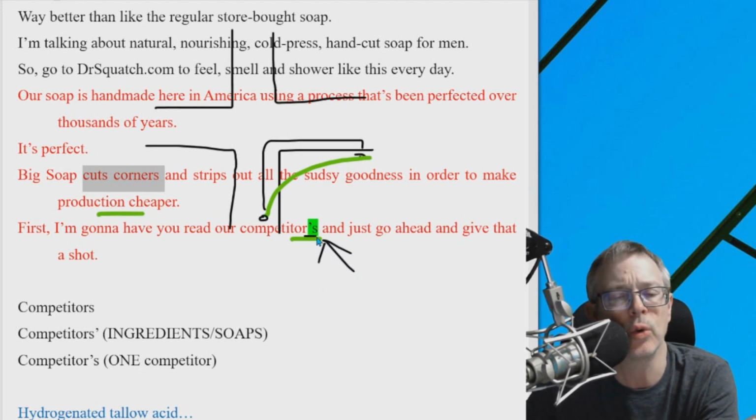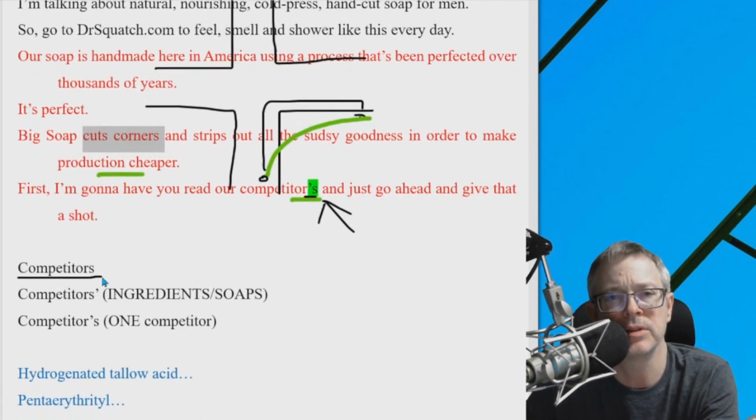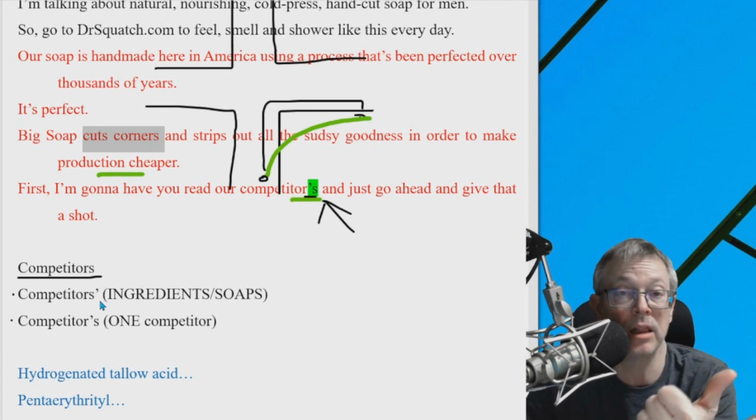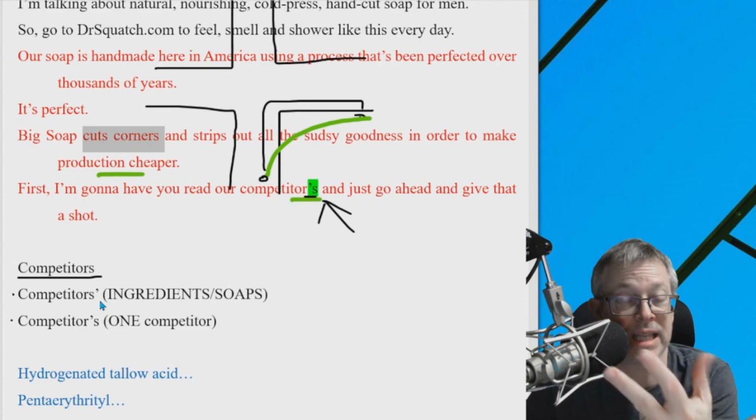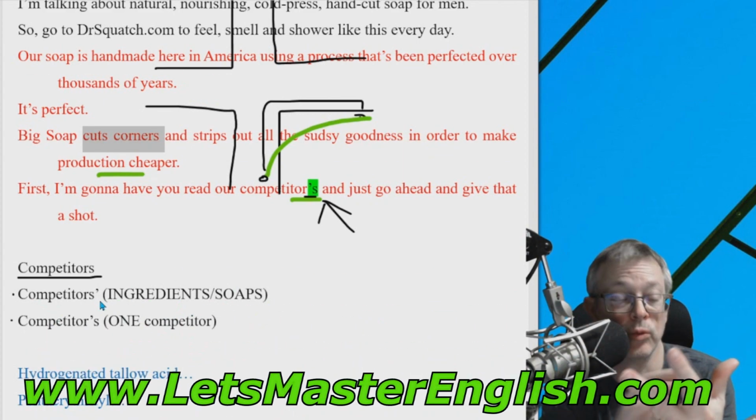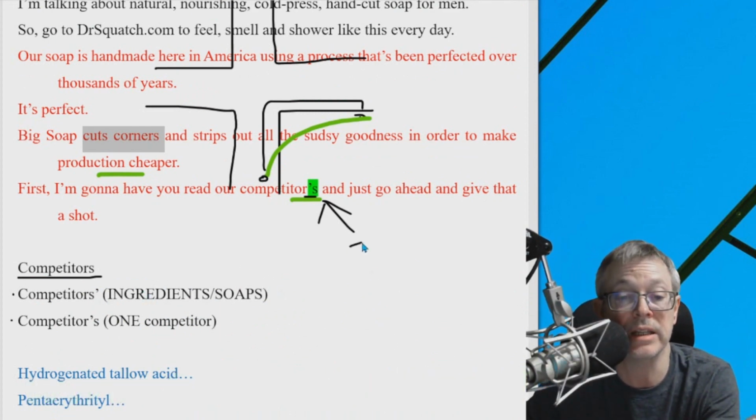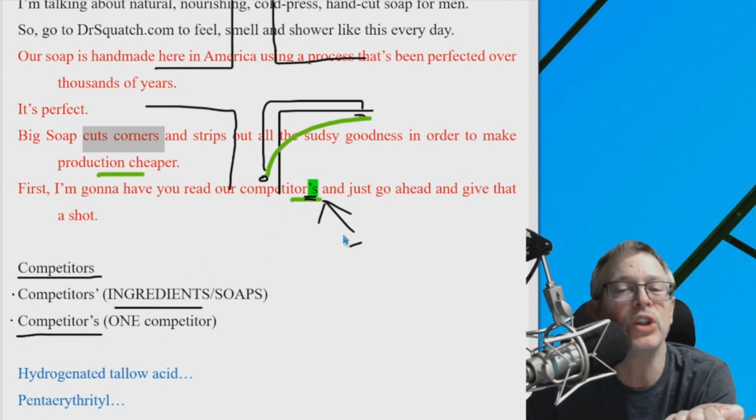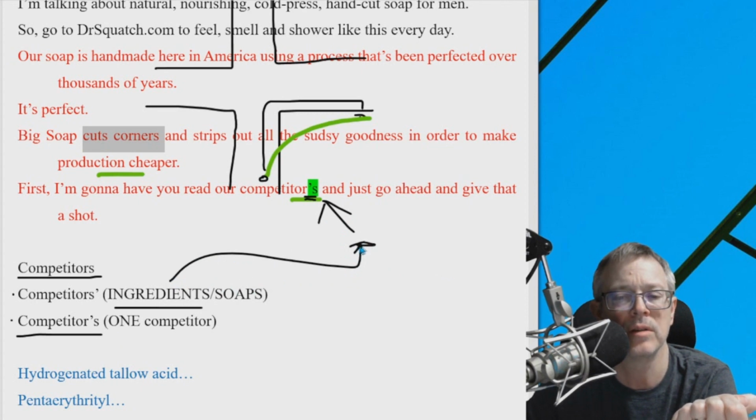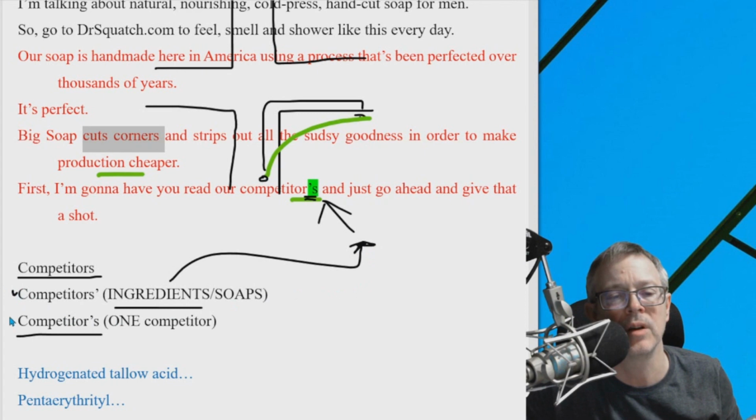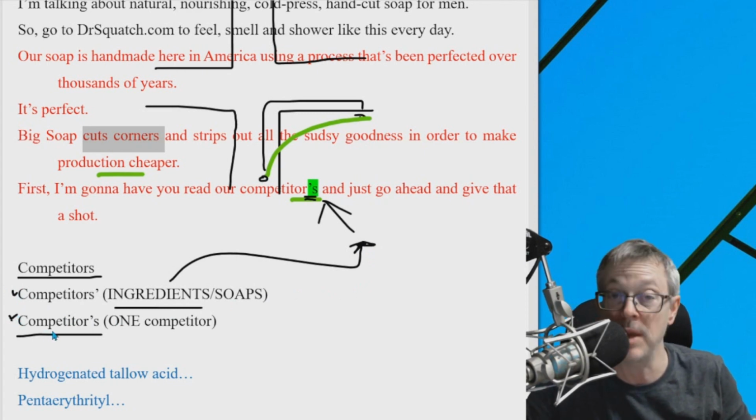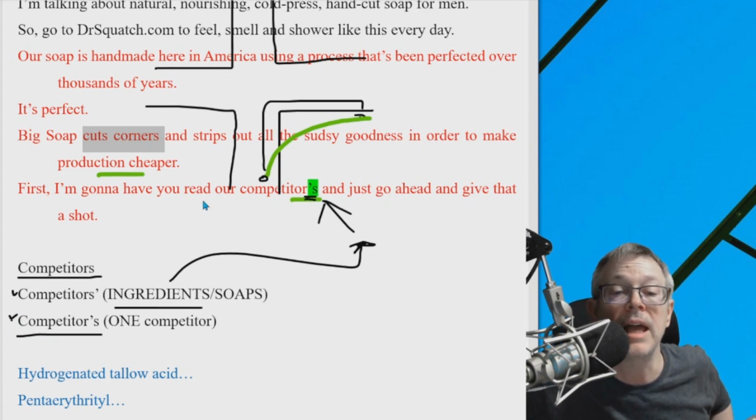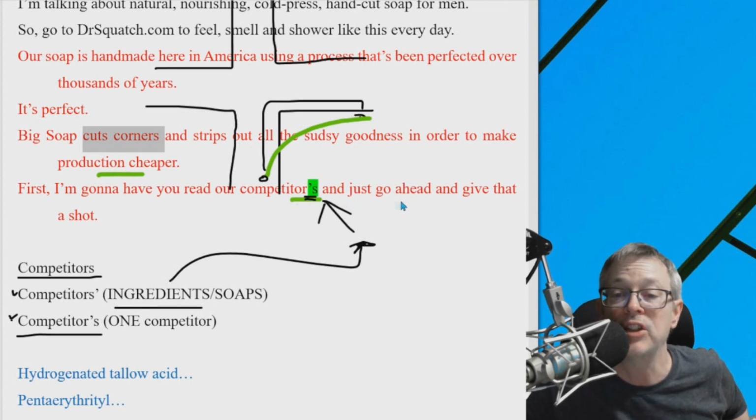And I asked you, is this apostrophe S okay? And we could simply say, read our competitors. That is actually possible, just noun plural. But this one or this one is better. Competitors would be several companies, Dial, Dove, Irish Spring, several different companies' soaps, and they have different ingredients, right? So read our competitors' ingredients. In this case, I just put it as one competitor. And once again, we should have the word ingredients. Adding the word ingredients would be perfect. So these two are the best. Either is fine. I understood it as one competitor, but maybe there are several on that piece of paper. I don't know. So anyway, I'm going to have you read our competitors' list of ingredients. And just go ahead and give that a shot.